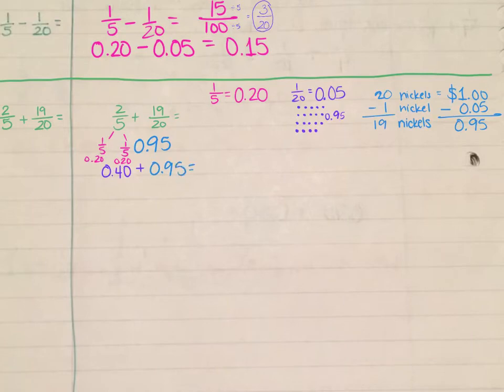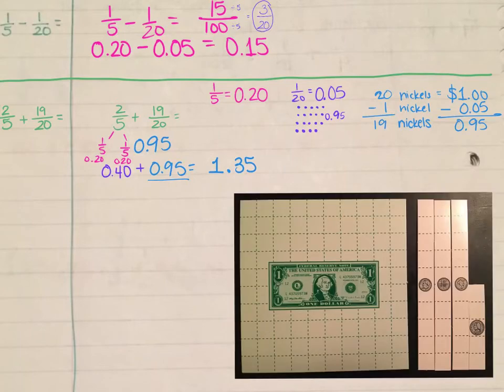Ooh, we can tell this is going to be larger than 1 because 95 is only 5 cents away from 1, and we have 40. So add those together. That will give us $1.35. Now we need to make it a fraction. If you get this far and you're unsure what to do with $1.35, you can always use your money mats. Here, I figured out that we could have 1 whole for $1 plus 35 cents.